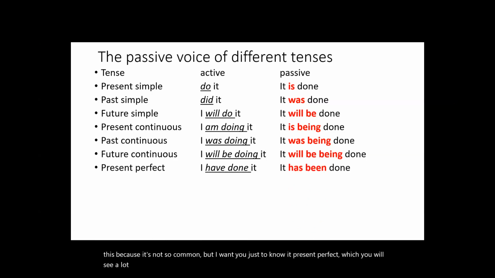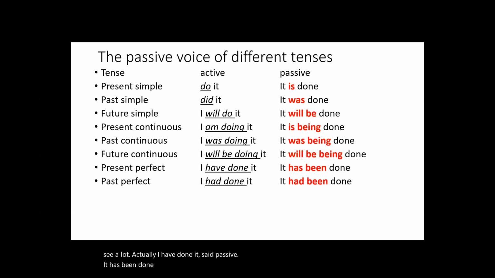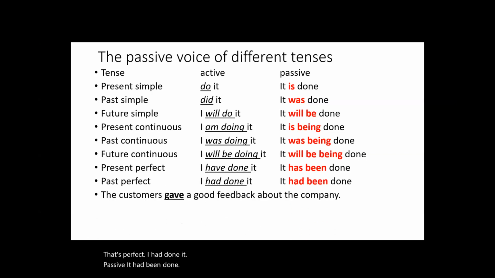I have done it. So passive, it has been done. Okay. Past perfect, I had done it. Passive, it had been done. And I'll give you an example.